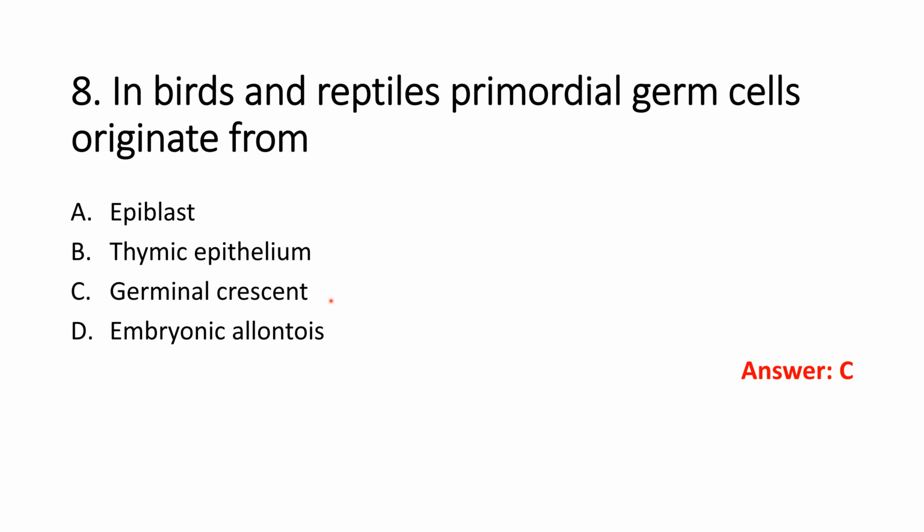So generally, in birds and reptiles, primordial germ cells originate from the germinal crescent. In avians, like birds and reptiles, primordial germ cells are special cells that give rise to the future reproductive cells, that is sperms and eggs. These germ cells may be specified at a location called the germinal crescent. It is a specific region within the embryo of birds and reptiles and it is typically found in the early stages of avian and reptile development. Next question.